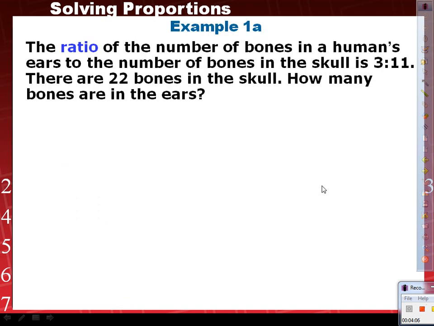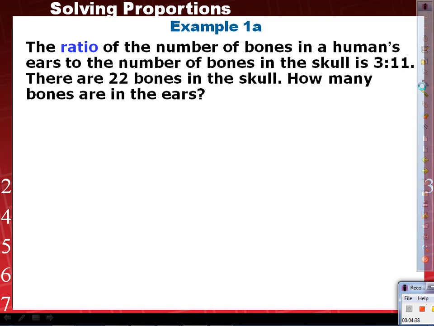Example 1A. Just copy the black and blue text, please. It says, example 1A: the ratio of number of bones in a human's ears to the number of bones in the skull is 3 to 11. There are 22 bones in the skull. How many bones are in the ears? Copy that. If you have your colored pens, get those ready because we're going to need them.